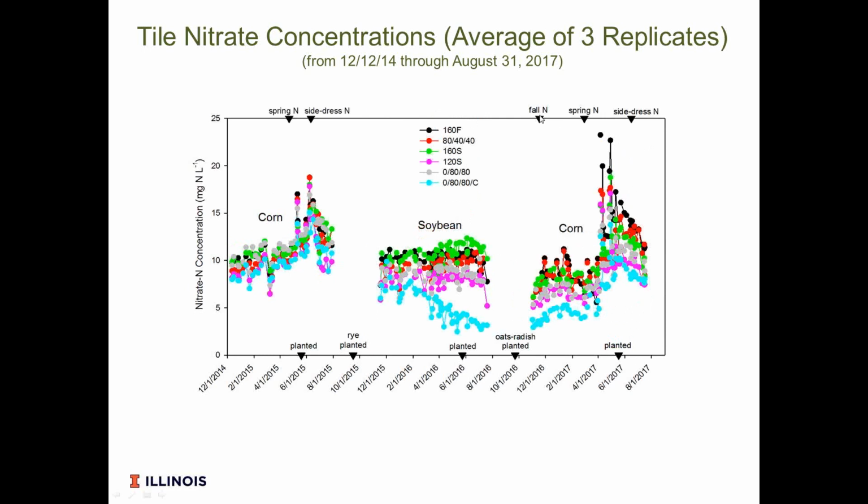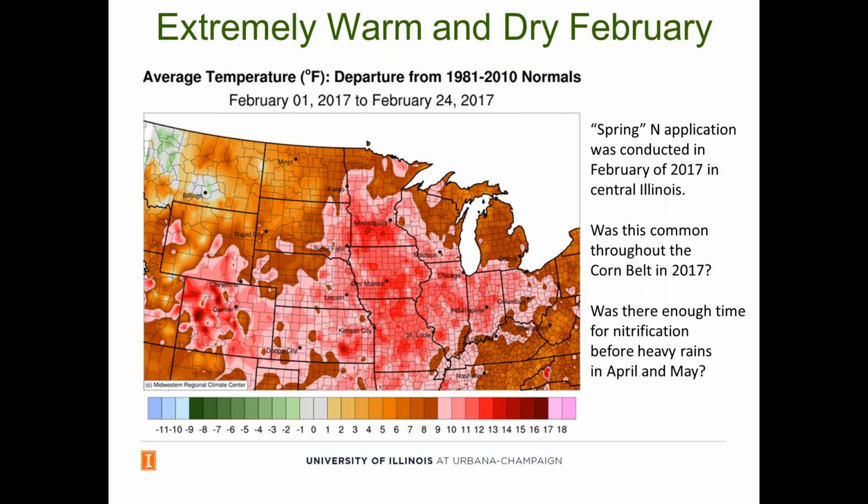And now we have fall N on, but we're not seeing that difference that we saw the year before. Why is spring N right up there with the fall N? Well, it turns out that February was an excellent time to do field work in 2017. It was the warmest February on record. And most of the farmers that we saw were applying their spring N in February.